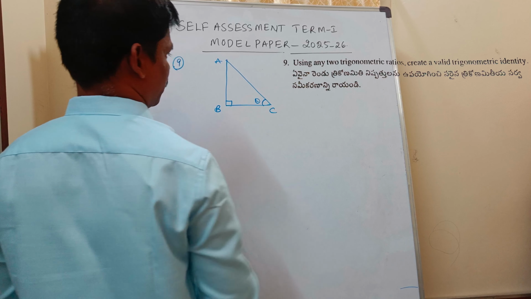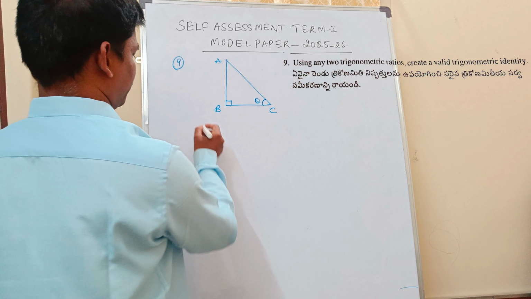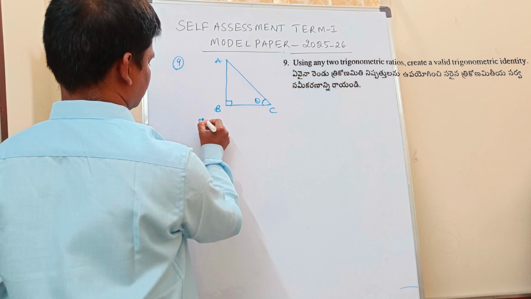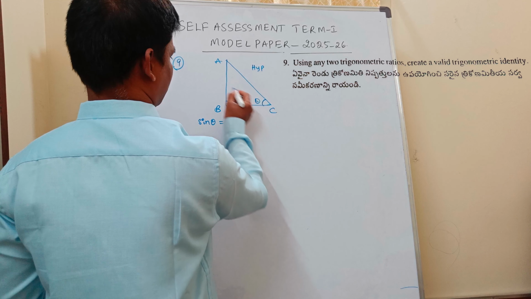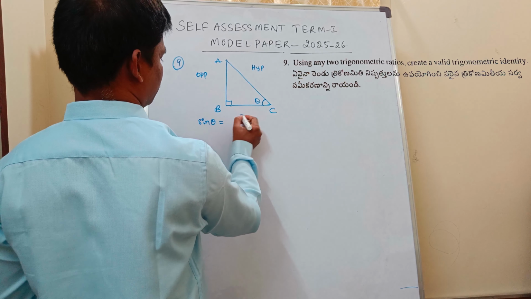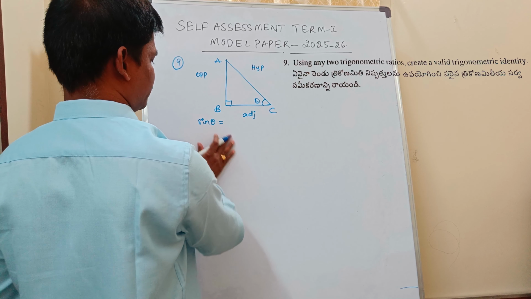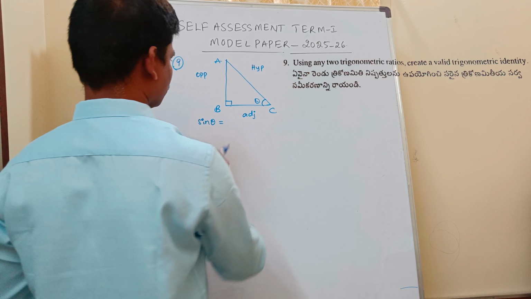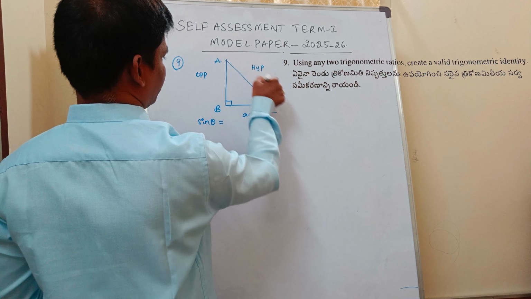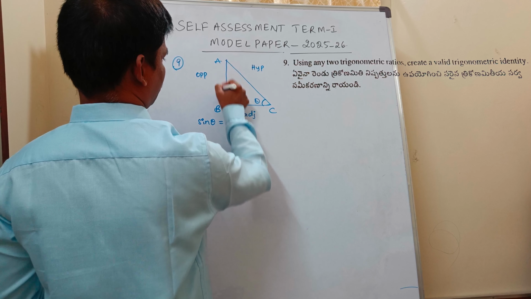So this angle theta. Suppose I take sin theta. Sin theta is equal to, so this is the hypotenuse, opposite to the right angle. Theta's opposite is the opposite side. This is the adjacent side. What is the sine ratio? So AB by AC means opposite by hypotenuse.